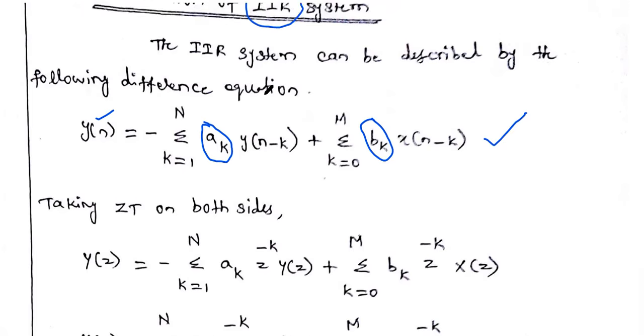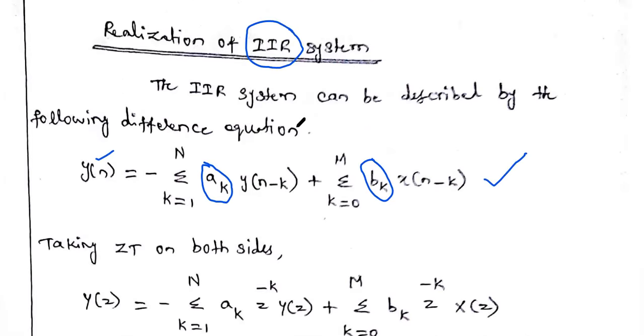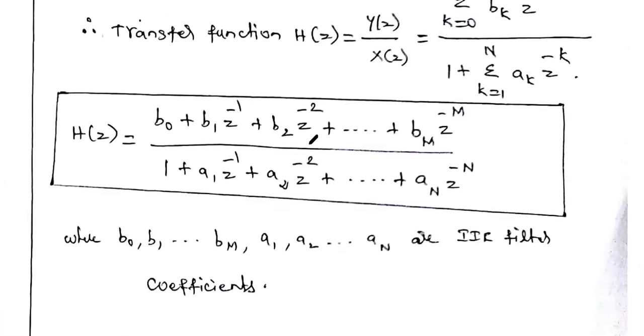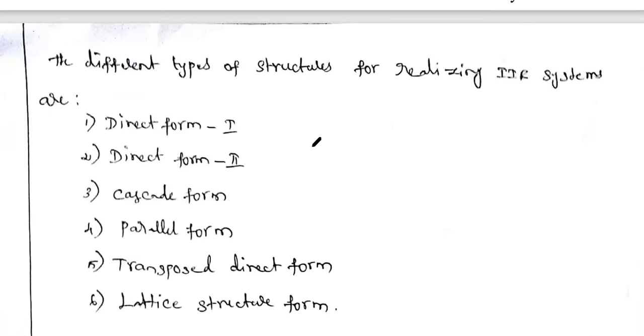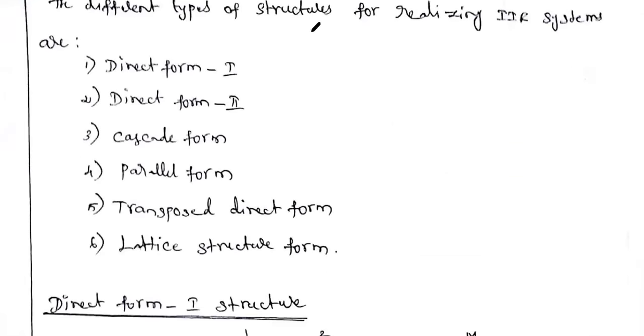In order to realize the system, there are different structures, different ways of realizing the IIR system. We already discussed this in signals, so you already know this. The first form is direct form 1 and the second one is direct form 2.